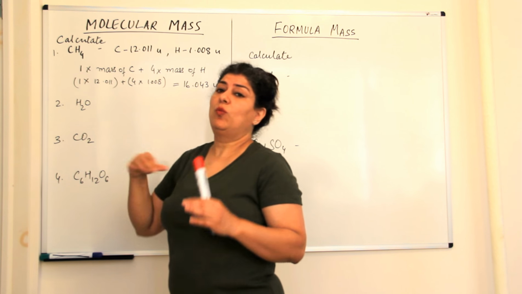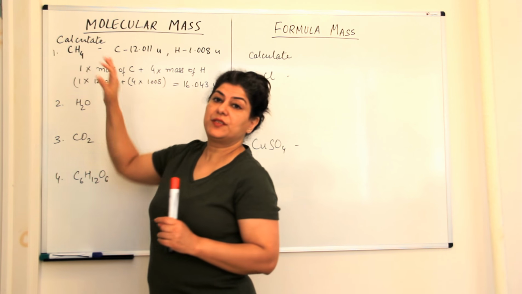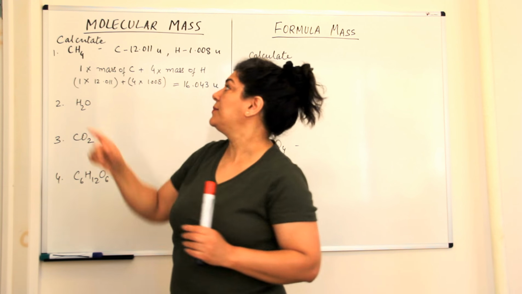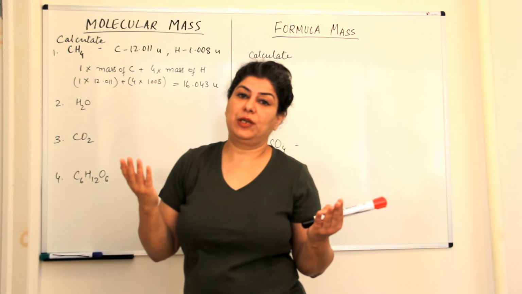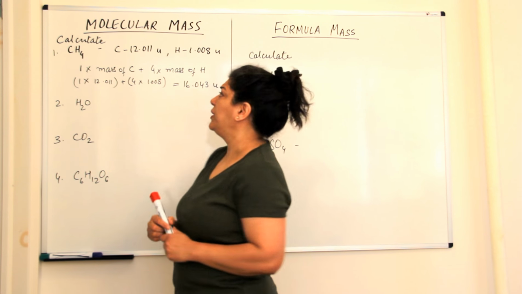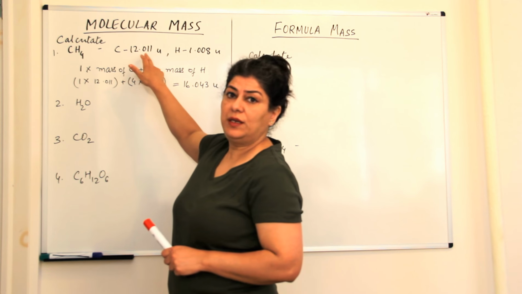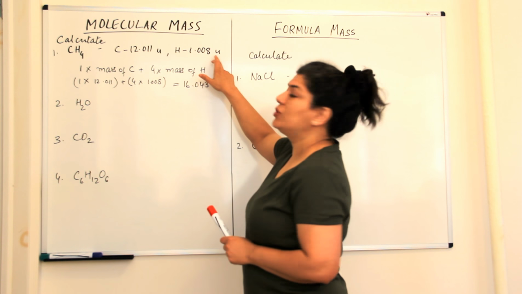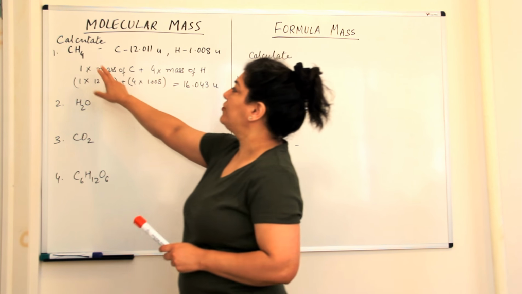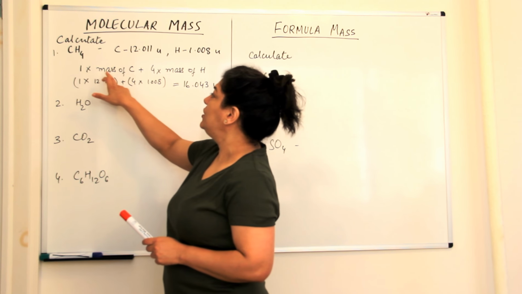In a molecule, whatever atoms are there, atoms of each kind, whatever their number is, if you multiply it by their masses and add all the masses of all the atoms, you get the molecular mass. It's a simple mathematical operation. For example, carbon has a mass of 12.011 U, that is unified mass. Hydrogen has 1.008 U.